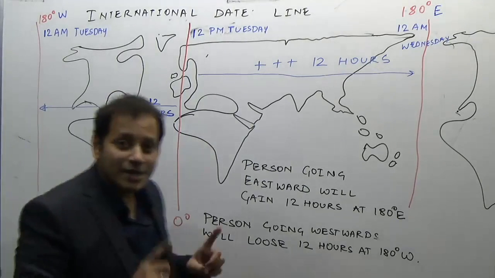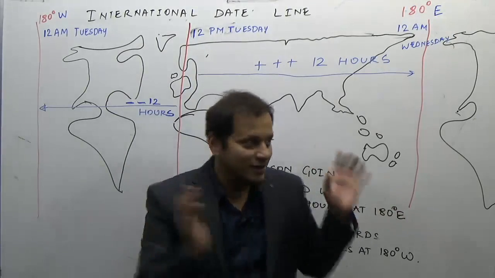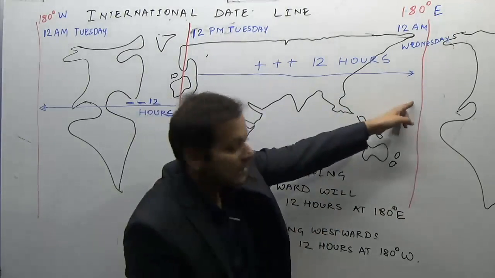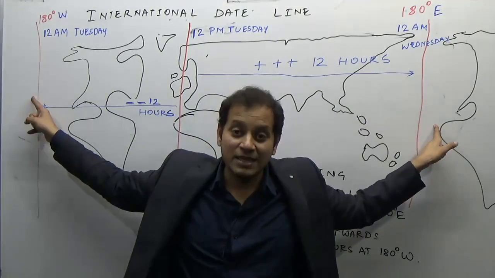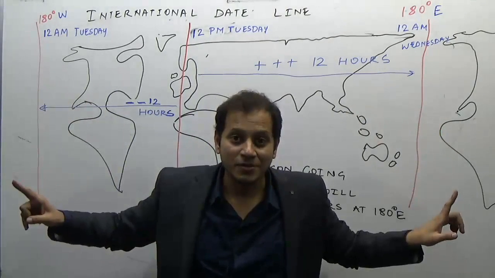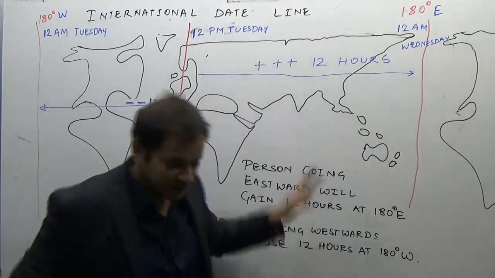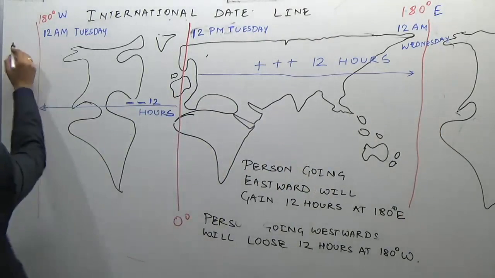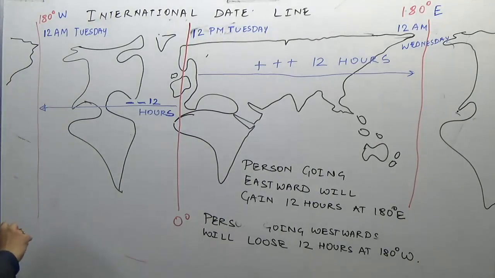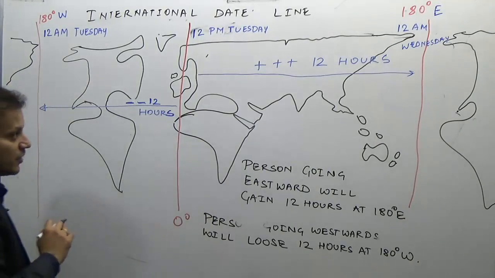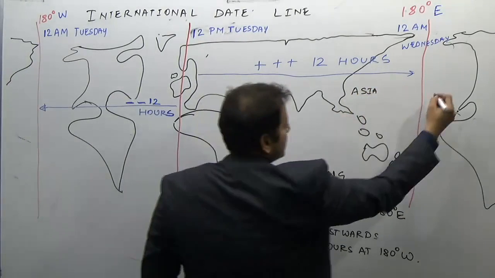Now, do you realize one thing? That Earth is a sphere. And because the Earth is a sphere, both the lines coincide. That is, 180 degrees east and 180 degrees west. These are the same lines. Are you realizing this? If you keep on walking, this is Asia. This is America. So this part is Asia, this part is America.